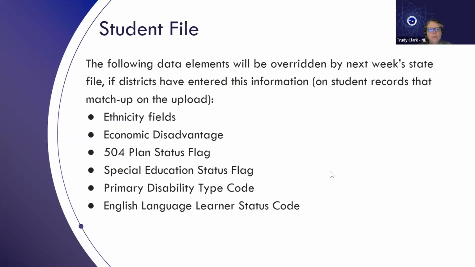The student file that's going up contains these data elements, and the following data elements will be overridden by next week's state file. If the districts have entered this information on student records that match up on the upload, these are the things that are going to take precedence from the student file that Maggie will upload. Is that correct, Maggie? Did I say that right? Well, we've already provided the state file to NWEA, and NWEA will actually do the upload itself. Okay, got it. And I'm ready for questions.